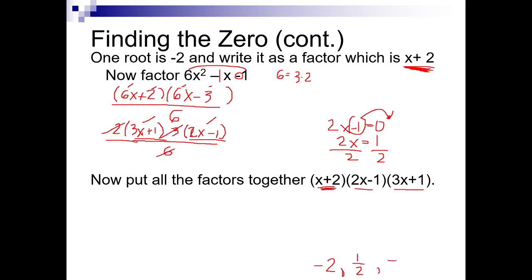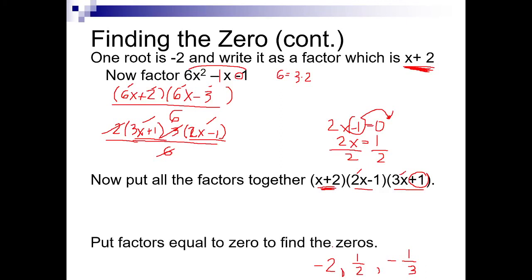Negative 1/3. It's so simple. The concept here is so simple. The opposite of negative 1 is 1 over 2. The opposite of positive 1 is negative 1 over 3. And these are your roots now. There you go. Those are your roots.